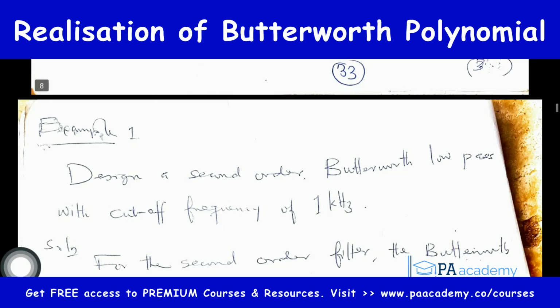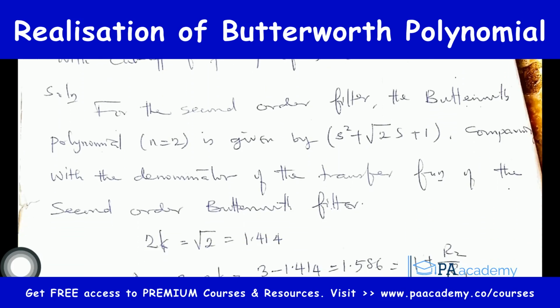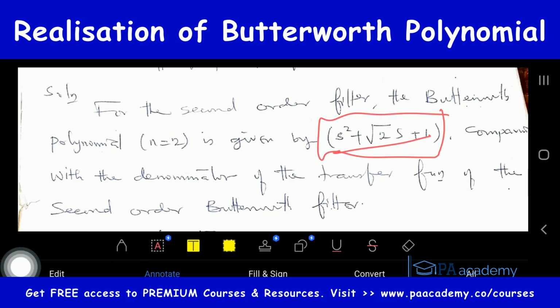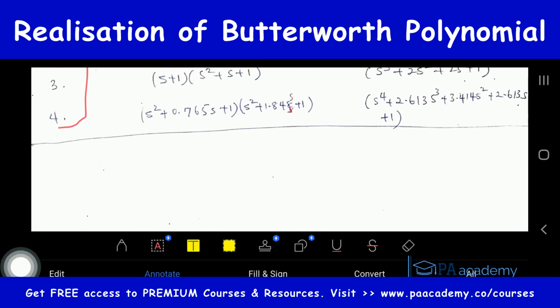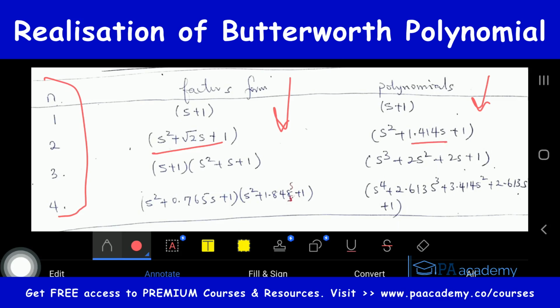It says, design a second order Butterworth low pass filter with cutoff frequency of 1 kilohertz. Alright, so for a second order filter, the Butterworth polynomial N2 is given by this value. For second order, you see that value from the Butterworth polynomial, so this right here.